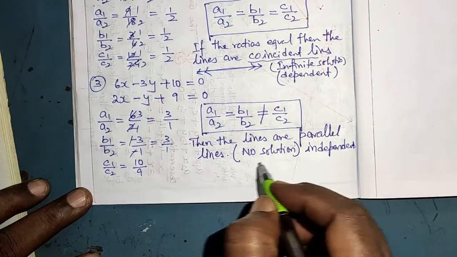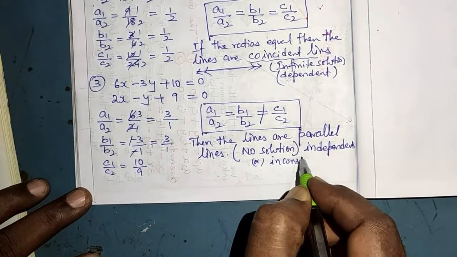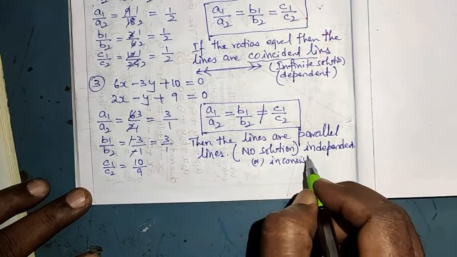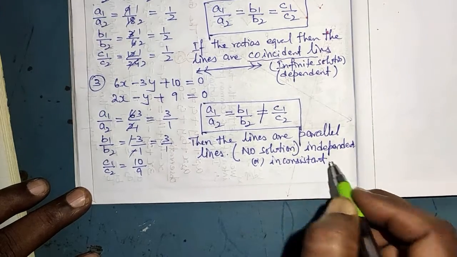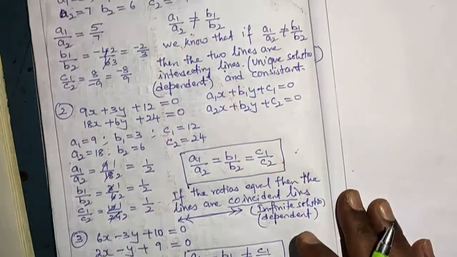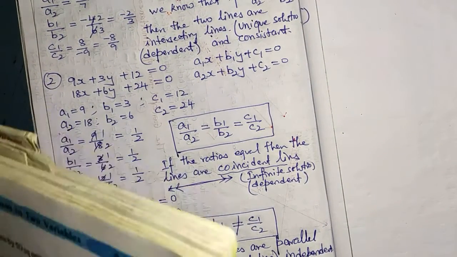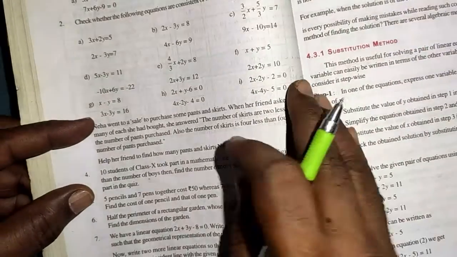Independent. We can tell another word. They are inconsistent also. They are inconsistent. So, in this way, given a pair of linear equations, we can find the ratios and come to a conclusion about the nature of the equations.